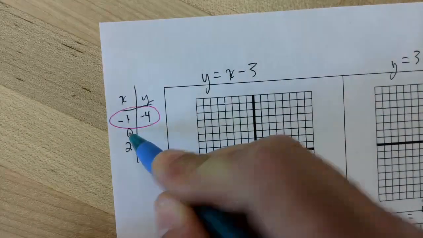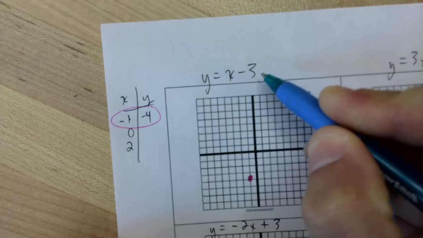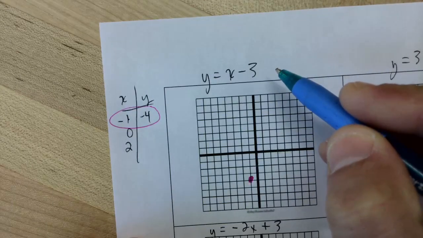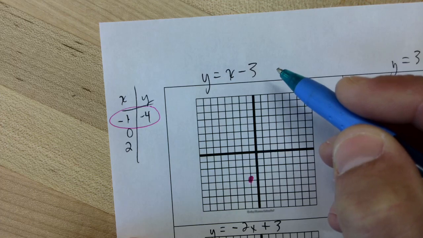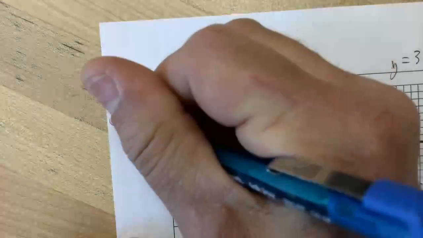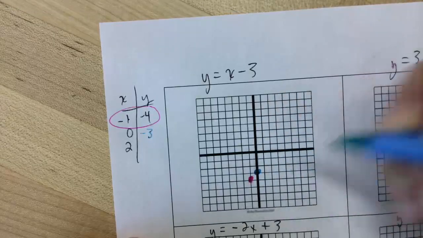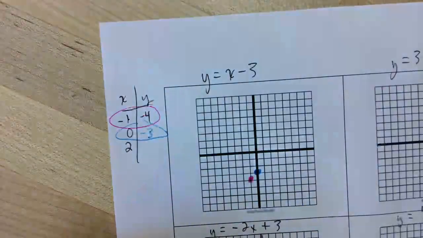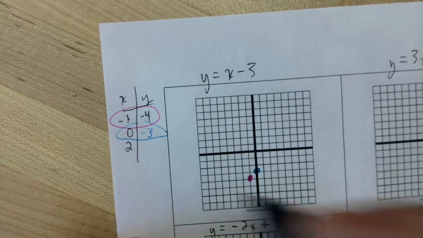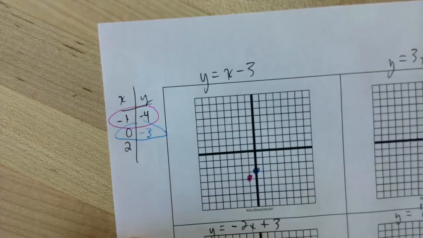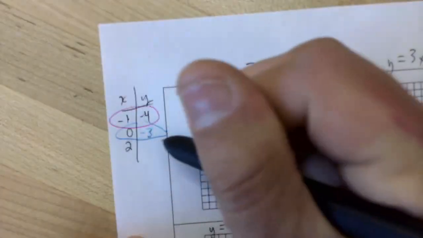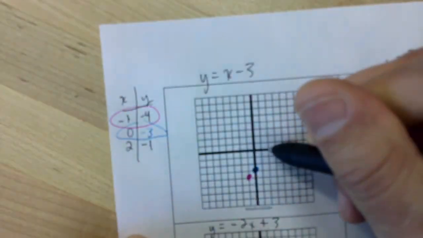What happens when I plug in 0? 0 take away 3. What's that? Negative 3. 0, negative 3. And then let's plug in 2. 2 minus 3. Negative 1. 2, negative 1.